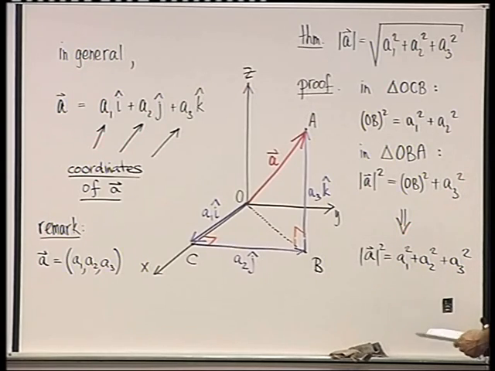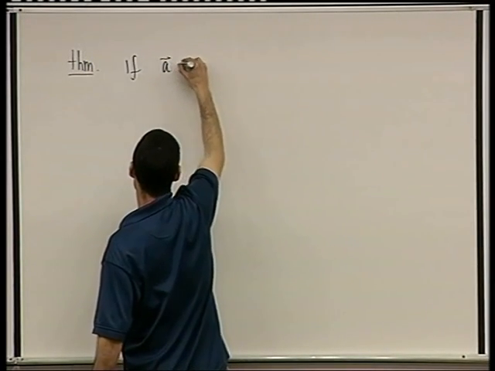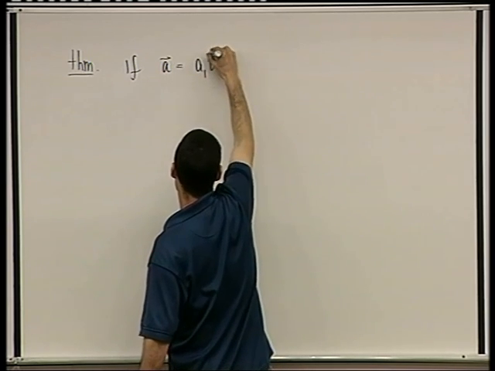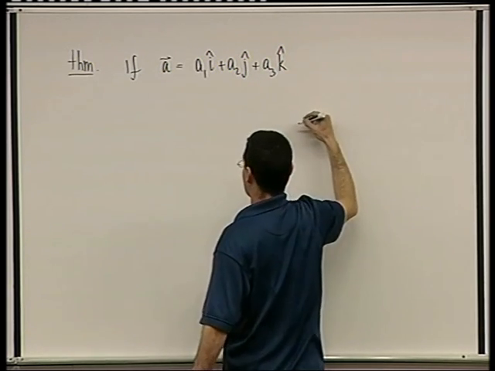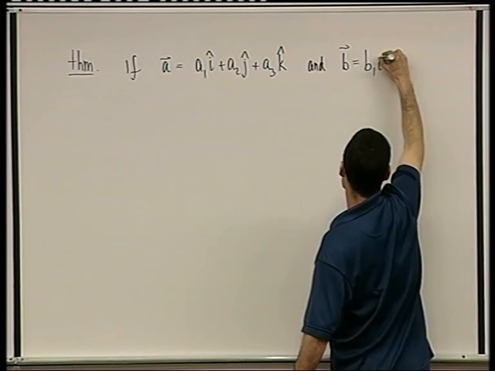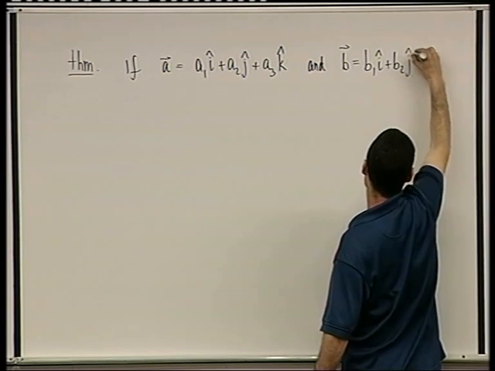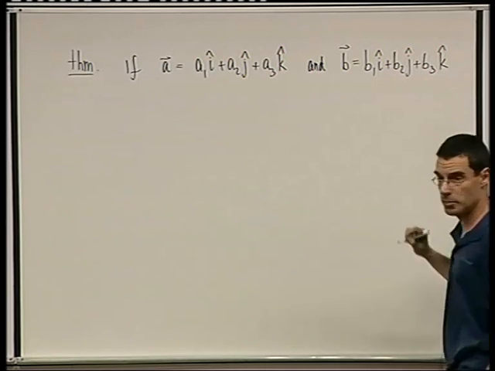Okay, let's do, well, maybe I'll write some. Let's call it a theorem. It's again some rules, and it requires proof, and the proof is easy. I'm not gonna bother doing it. So if A is the vector A1I plus A2J plus A3K, and we're going to take another vector B, it's going to be B1I plus B2J plus B3K. So these are two vectors written in terms of their coordinates.